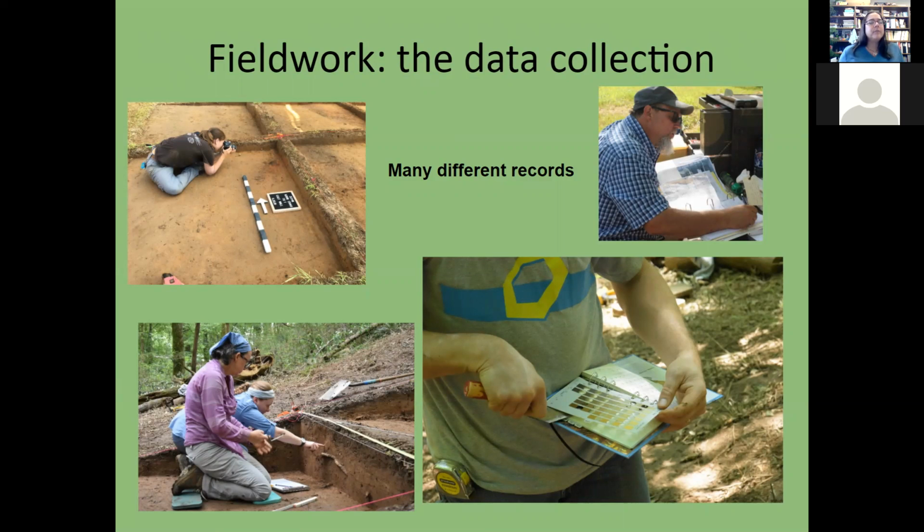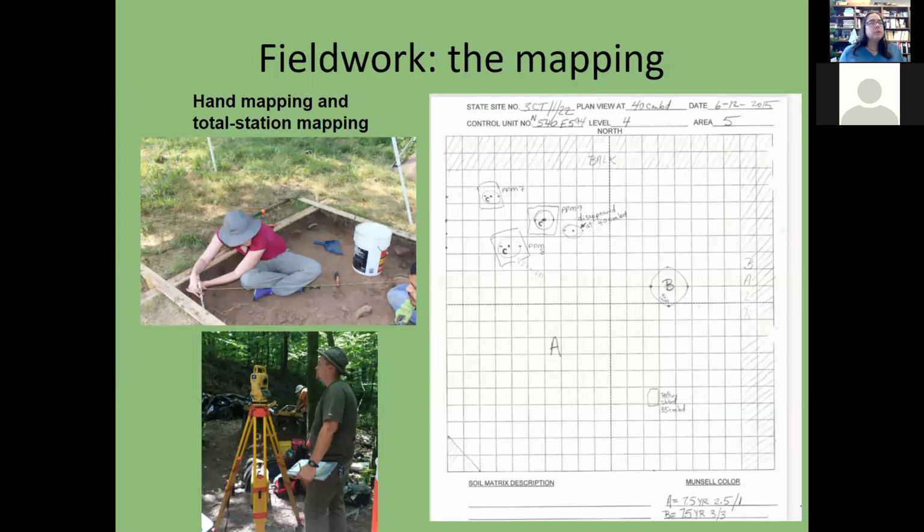So we collect every bit of information that comes out of the field. We collect information on soil and the soil types and the soil colors. We have lots of reference catalogs and reference things that we use. And we also map everything. And most of the time we map stuff by hand, as shown on the top left picture, and then of course on the hand-drawn map on the right.